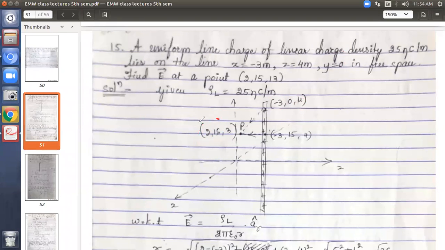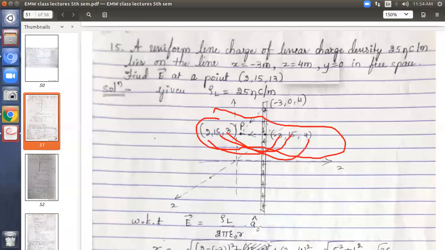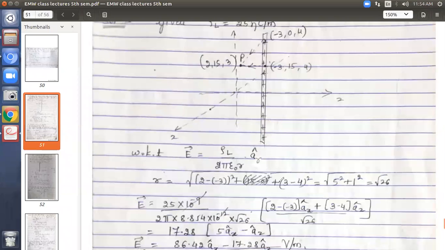So find this distance using the distance formula. 2 minus of -3, which will be 5, 5 square. 15 minus 15 will be 0. 3 minus 4 square, that is 1 square. So 5 square plus 1, root 26, right? So 2 minus of -3 square, 15 minus 15 will be 0, and 3 minus 4. Only x and z will exist. So root of 26 is the distance. This denominator we have found out.